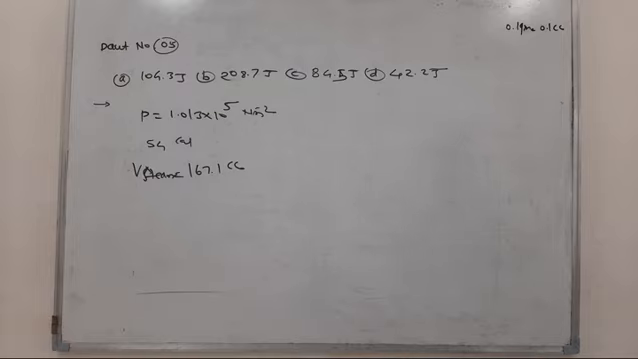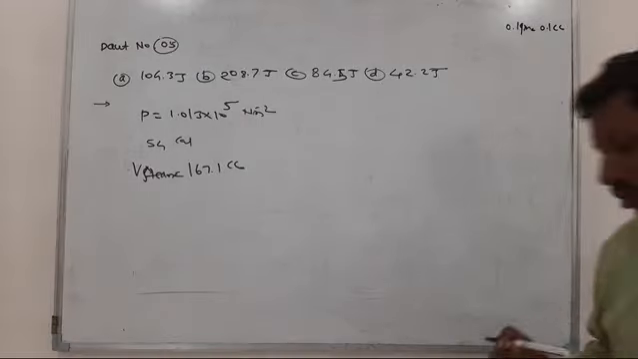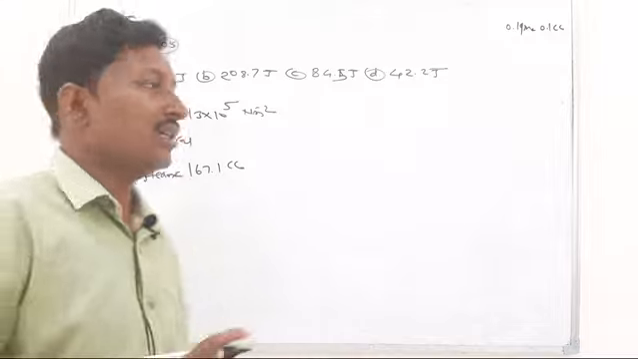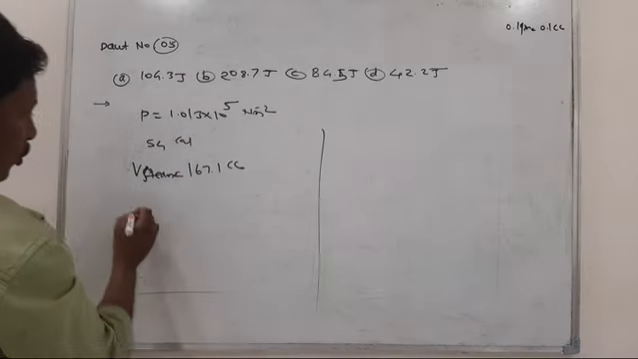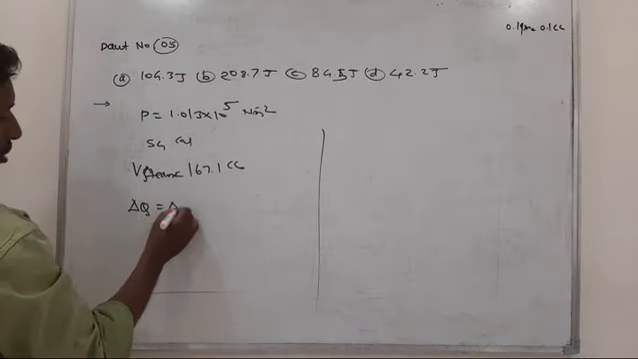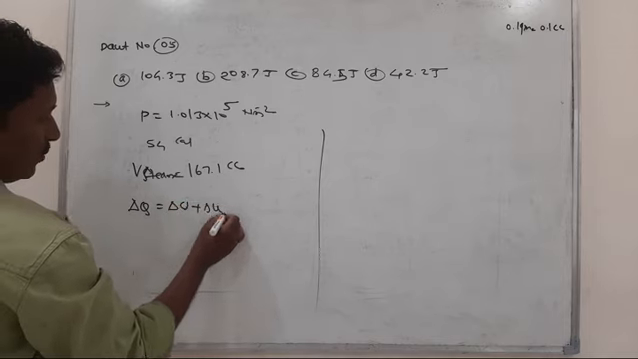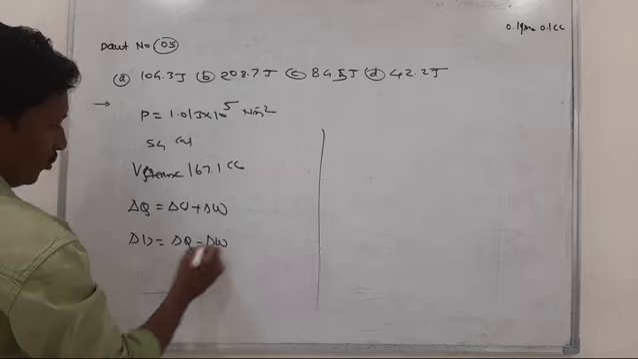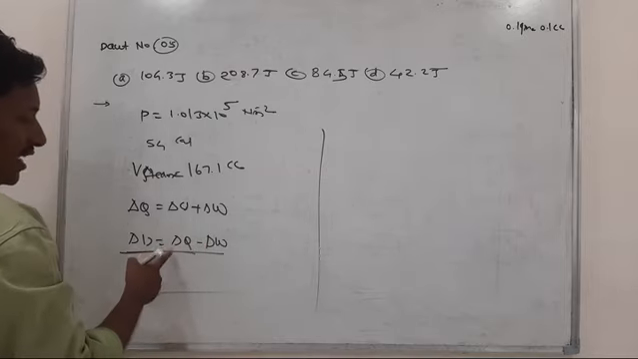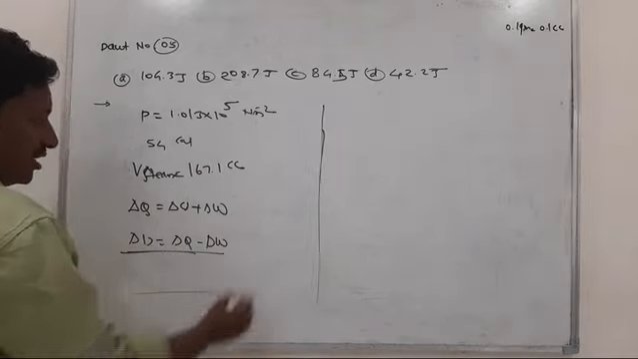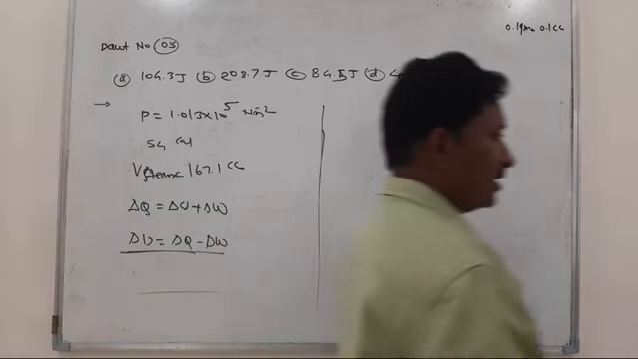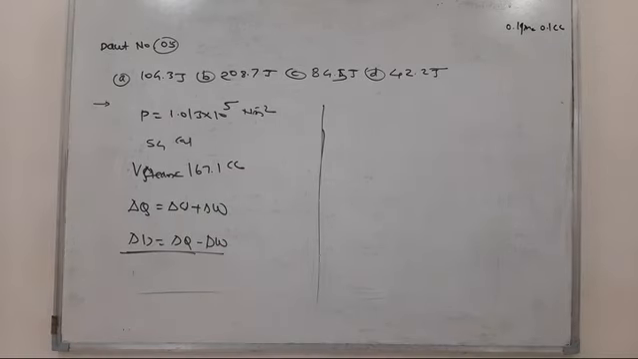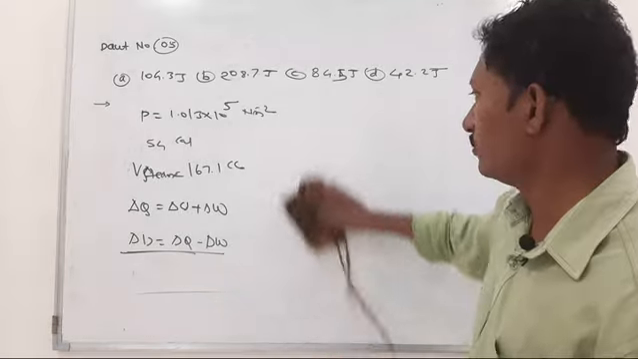Student, find out the change in internal energy. We know that according to the first law of thermodynamics, delta Q is equal to delta U plus delta W. Then delta U is equal to delta Q minus delta W, student. So first find out the heat, delta Q. Then find out the work done. Then find out the change in internal energy. Right student?